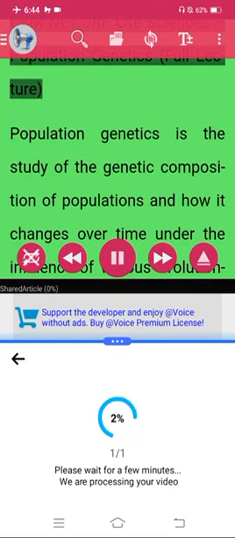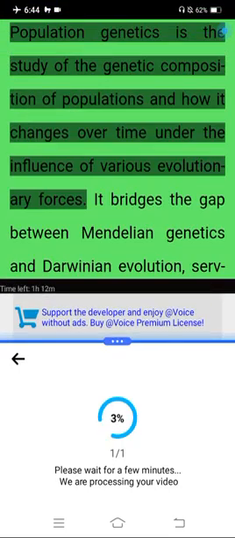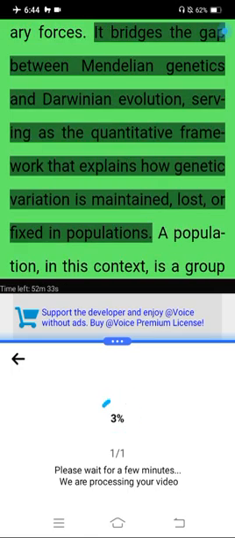CSIR NET JRF Life Sciences, Population Genetics Full Lecture. Population genetics is the study of the genetic composition of populations and how it changes over time under the influence of various evolutionary forces. It bridges the gap between Mendelian genetics and Darwinian evolution, serving as a quantitative framework that explains how genetic variation is maintained, lost, or fixed in populations.